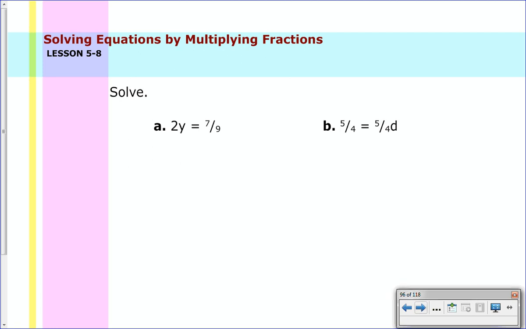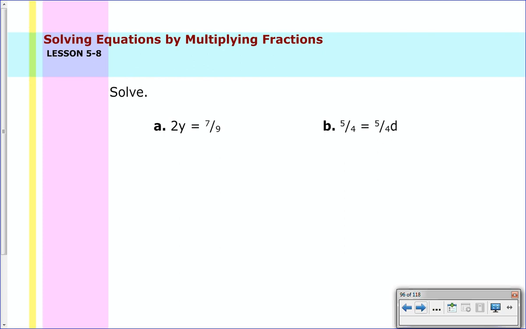So now I would like you to do these two. A, we have 2 times y is 7/9. That's like that first example. And B, here we have 5/4 is the same as 5/4 times d. I'll give you a hint: make sure you do the reciprocal of the side that has a variable. All right, so I'd like you to pause me and solve both of these. Go ahead and pause me now.